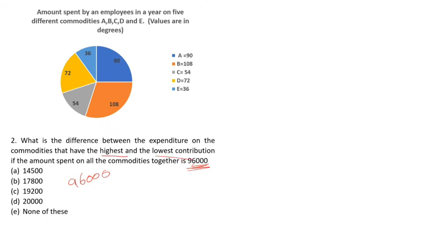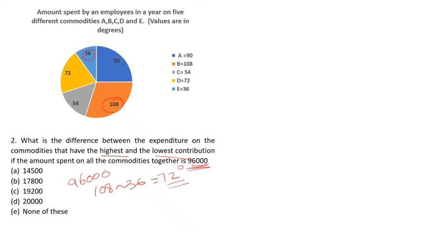Here highest value is what? Highest value is 108. So 108 is the highest value, and lowest value is what? Lowest value is 36. So 36 is the lowest value. And what is the difference between these two? 108 minus 36 is 72. So now 72 is the difference. So what is the amount equal to 72 degree? That is what we need to find out.